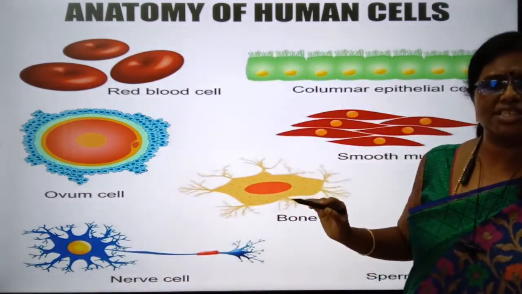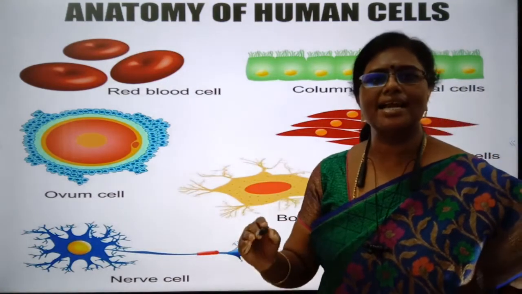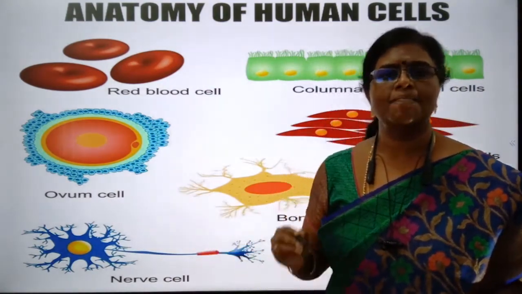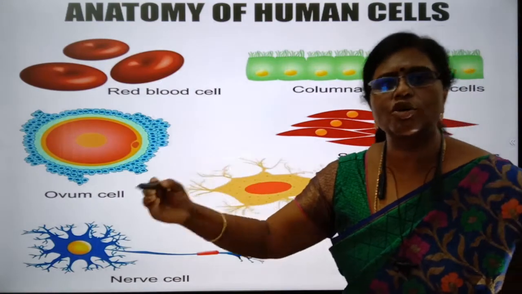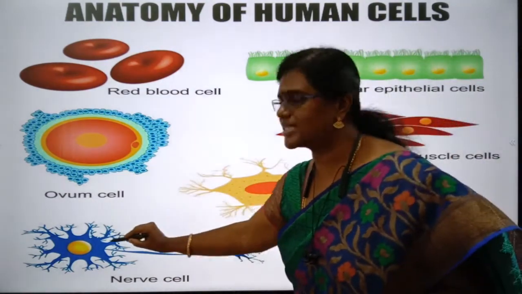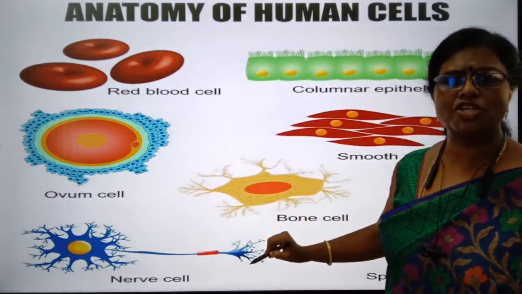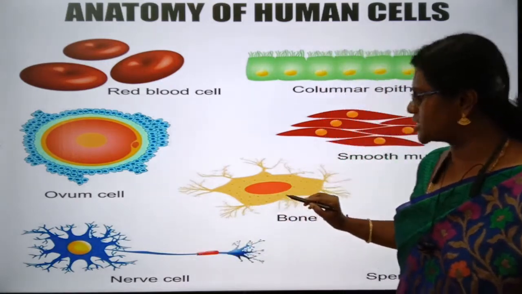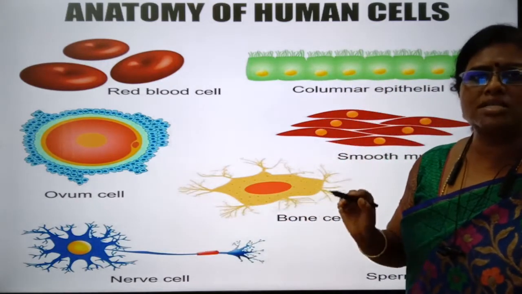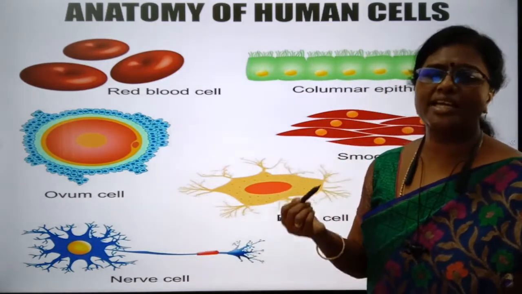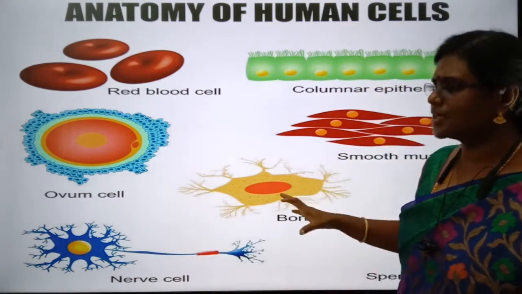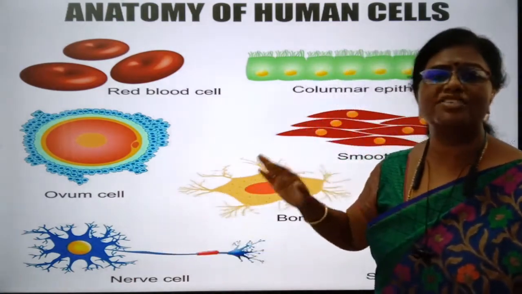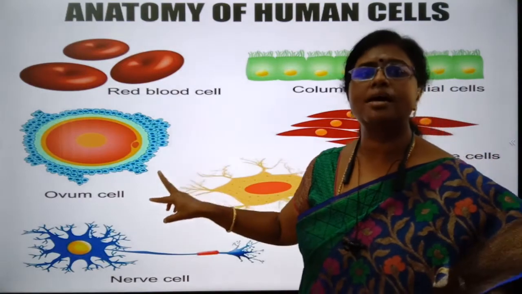So what is the function of the nerve cell? The nerve cell transmits impulses from one part of the body to another. So the length of the cell helps in transmission of impulses. Next one is the bone cell. Bone cell gives rigidity and strength. So we can see that every shape of the cell is related to its function.